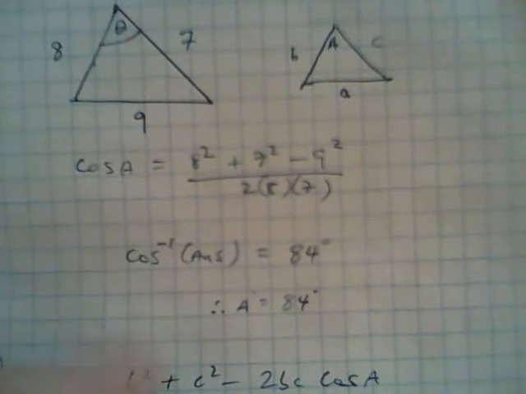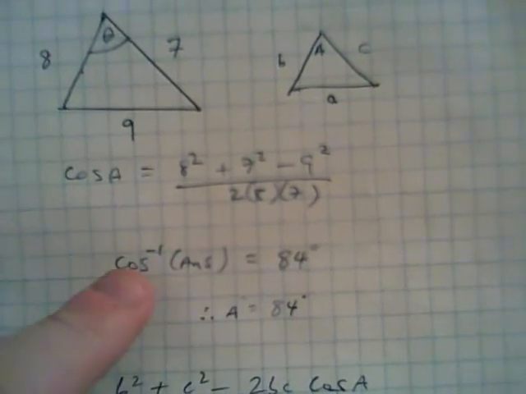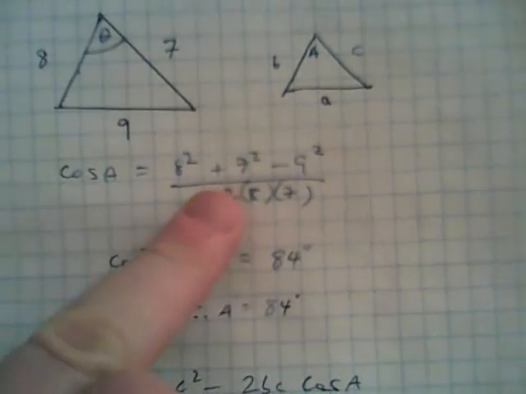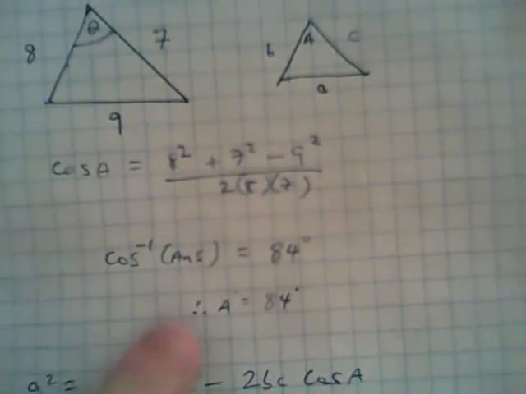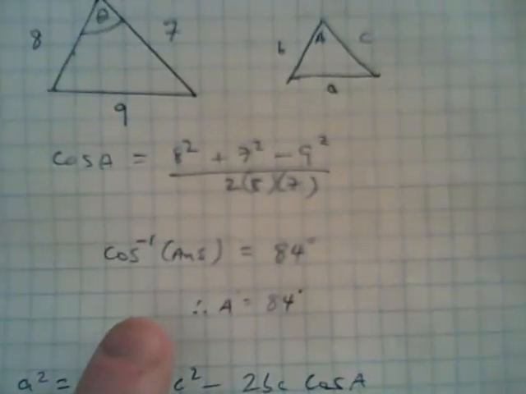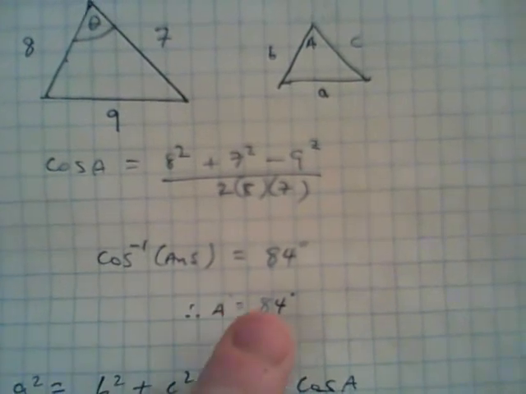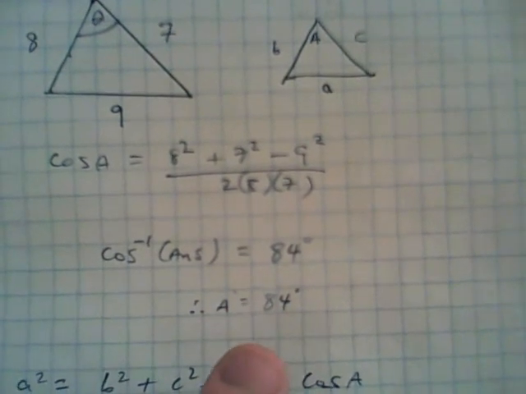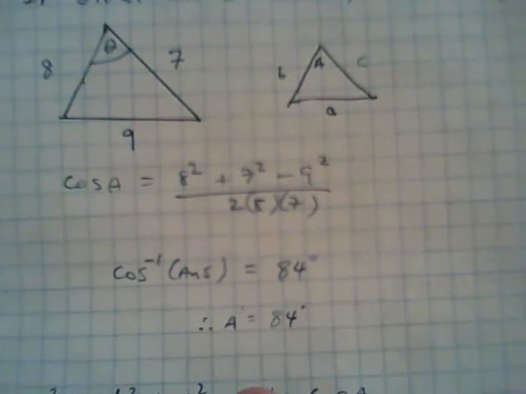So plug all of those numbers in, and once you get an answer for here, you are finding an angle, of course, so you're going to have to do shift or inverse cosine to convert that answer into an angle, and there it is, about 84 degrees, with a rounding there.